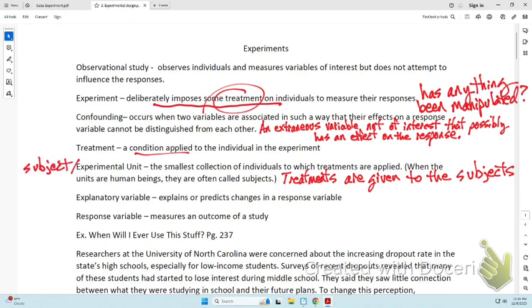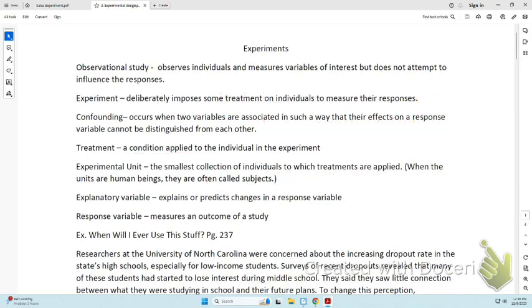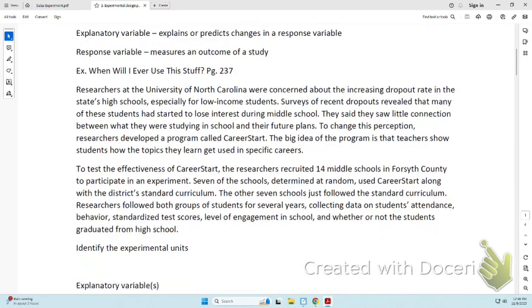All right. So explanatory variable, we think there is some variable that exists that is making some kind of response occur. So maybe I think this medicine is lowering cholesterol. So I think the medicine is the explanatory variable and the response is cholesterol level, something like that. We'll practice that. So on this first problem, let's break it down.